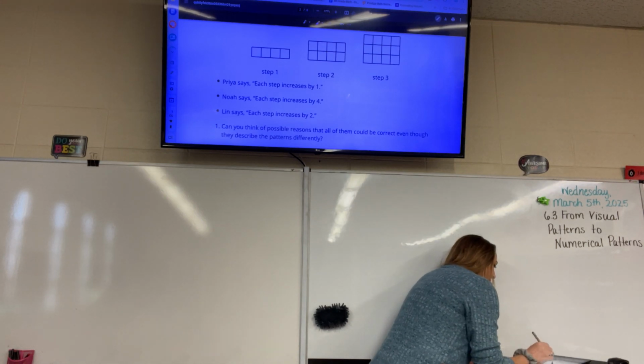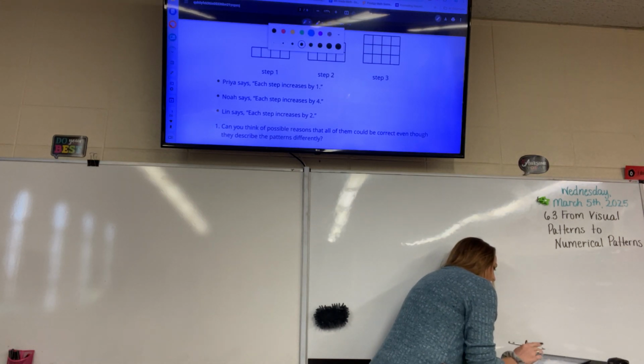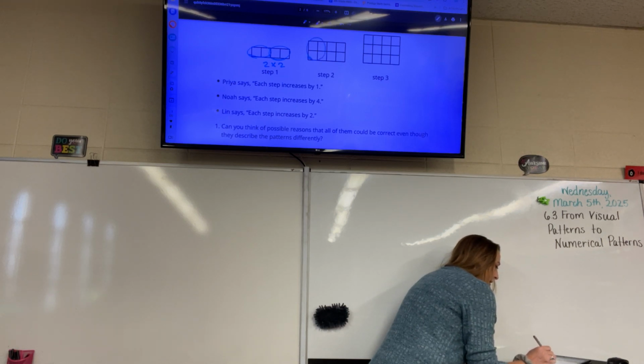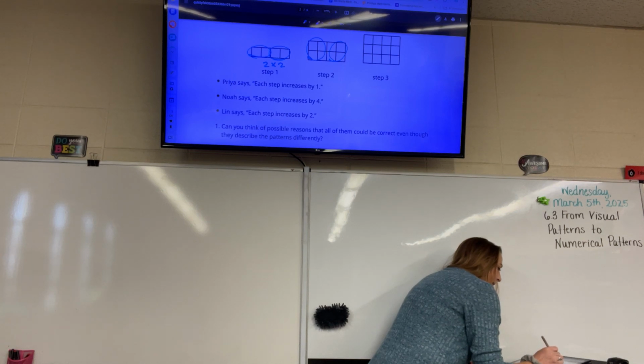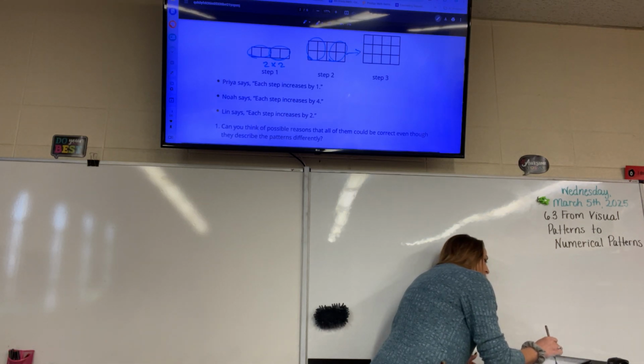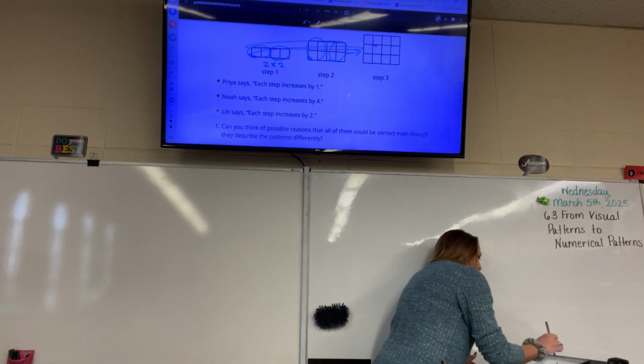So in the first step, this is what she's seeing. She's saying here's 2 groups of 2. And then over here, it would be 2 more groups of 2. And then on step 3, she says from this one, 2 more groups of 2. Does that make sense? So all of them are right. They're just looking at it in different ways.